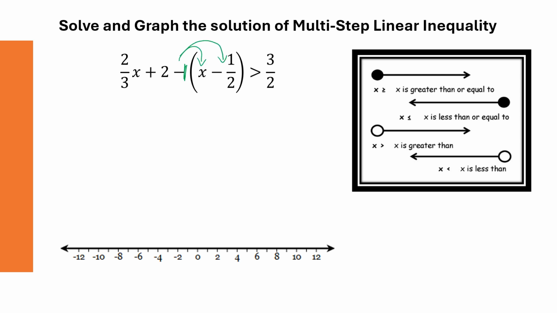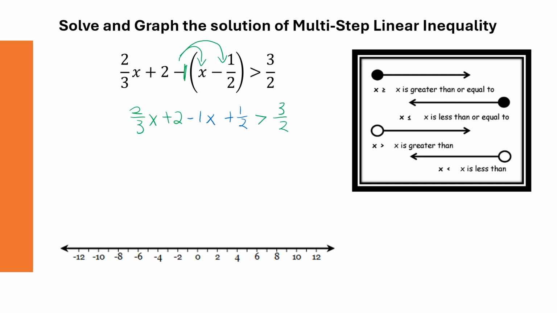So now I'm going to rewrite this problem. So we have 2/3 x plus 2. So negative 1 times x is going to give us negative 1x. And then negative 1 times negative 1/2, that's going to give us positive 1/2. And then greater than 3/2.